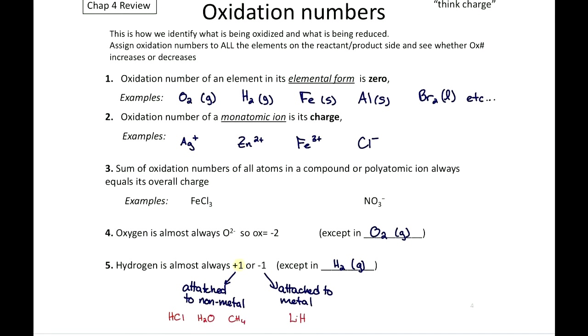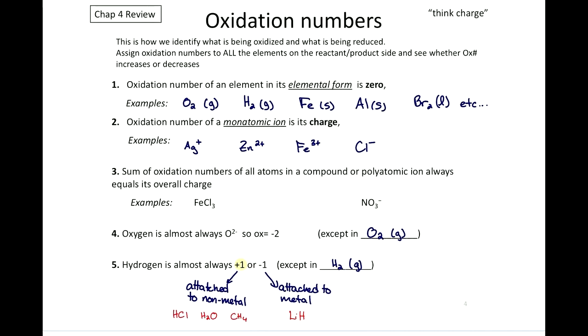All right, oxidation numbers. Basically, if you think charge, that'll get you 95% of the way there. So here are the rules for oxidation numbers for elements that are in compounds. When you see elements in balanced chemical equations, you can figure out their oxidation numbers. In redox reactions, electrons are being transferred, so we need to look at the charge of our products and our reactants to determine what is being oxidized, what's being reduced. So here are the rules.